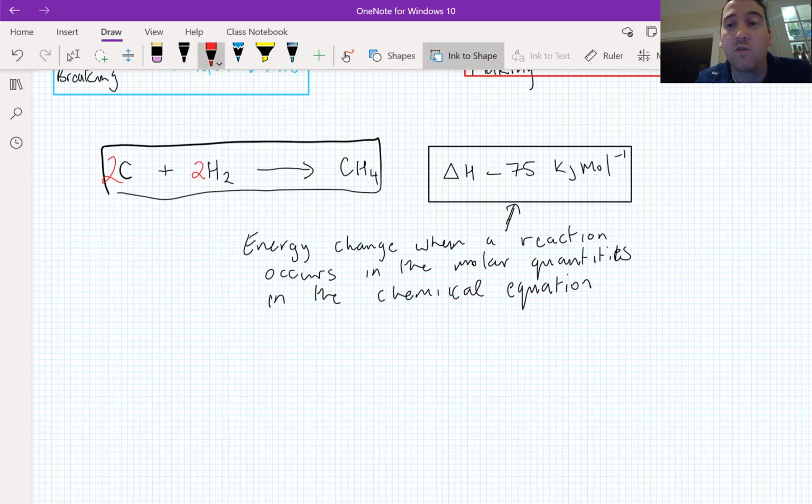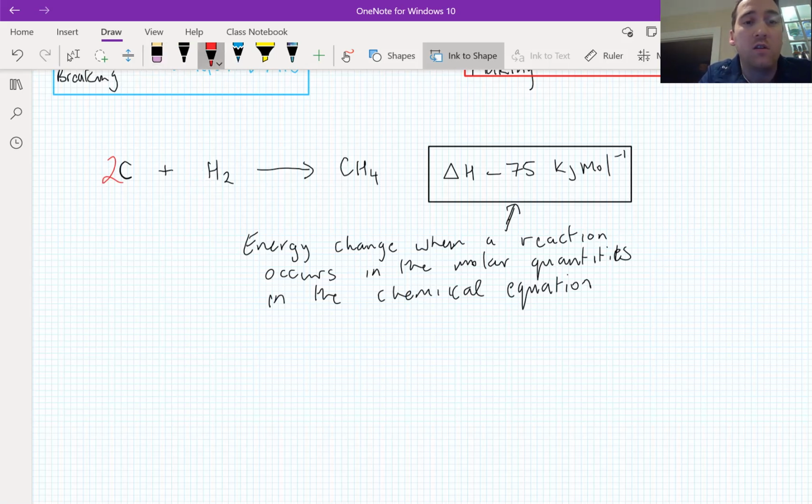Now, please, 1, 2, 3, speak your answer to the screen. I'm hoping that you know that would change this to a 4 and this to a 2. So we've doubled everything. Now, if you've doubled the molar quantities in the equation, you also have to double the amount of the energy change. So that would go from minus 75 to minus 150. So if you double everything in the equation, you have to double the energy.